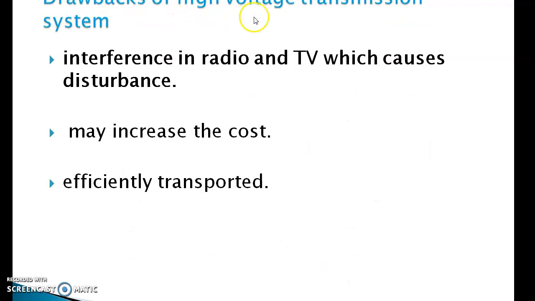Next, drawbacks of high voltage transmission systems. Interference: the first one is interference in radio and TV, which causes disturbances and may increase the cost. Third one is efficiently transported.